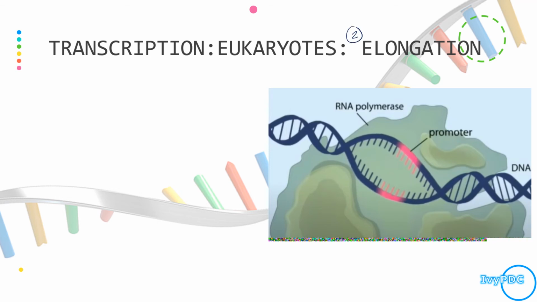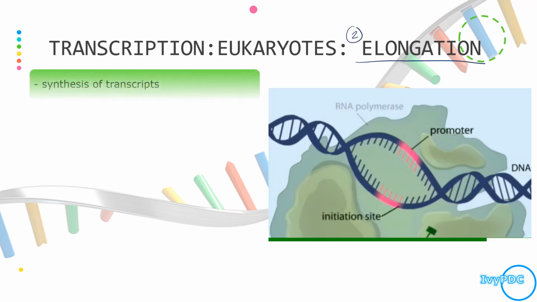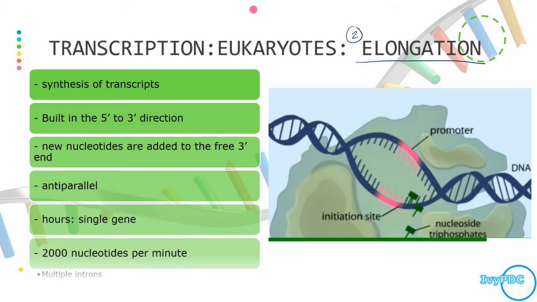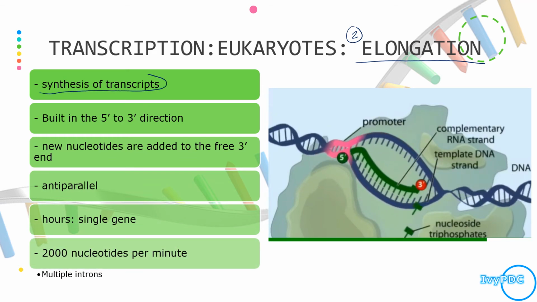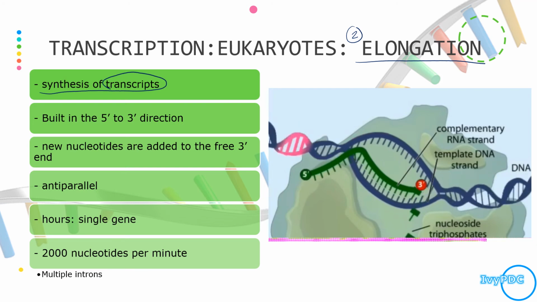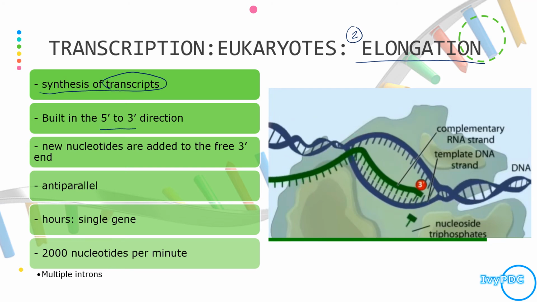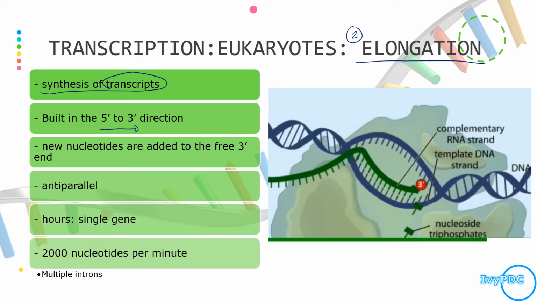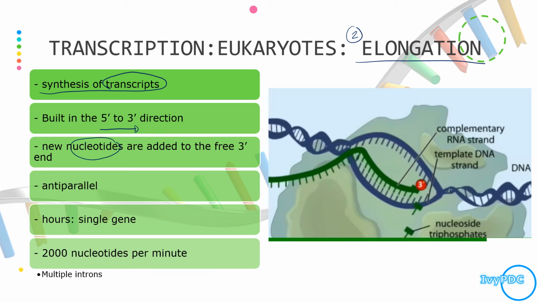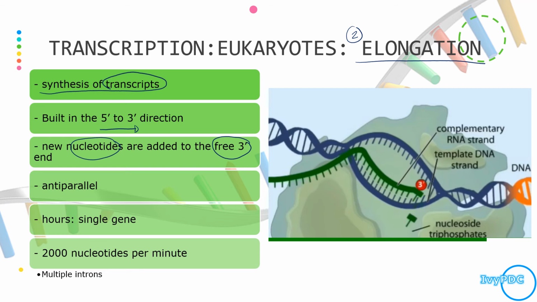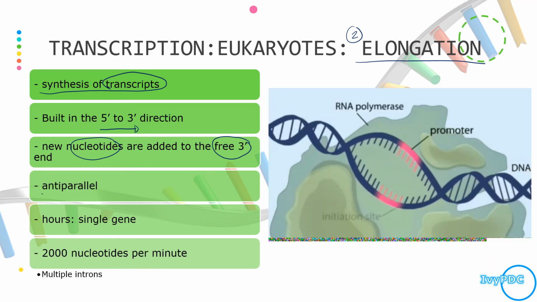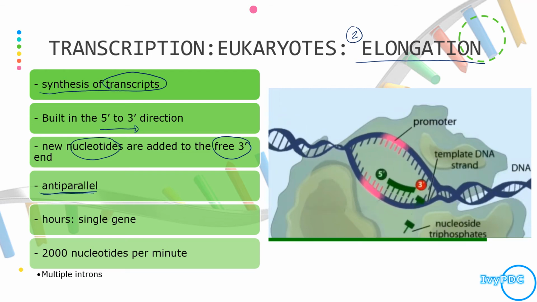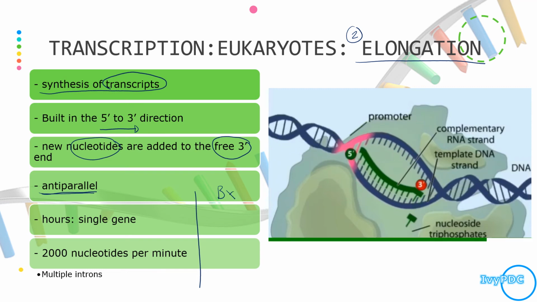The second step is elongation. Bacterial and eukaryotic elongation are generally the same. This is the synthesis, or the creation, of the new RNA transcripts. The RNA polymerase builds from the 5' to the 3' direction, so that means the new nucleotides should be attached to the 3' end of the DNA template. DNA also runs anti-parallel with each other. The difference now comes in the following information.